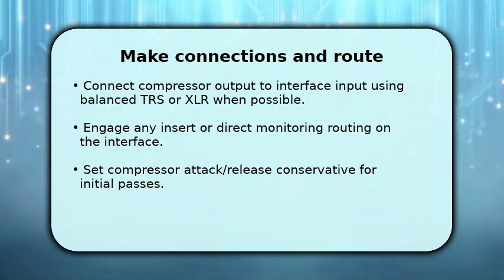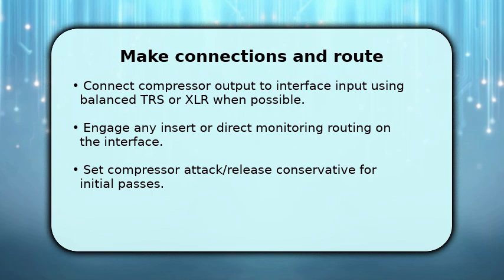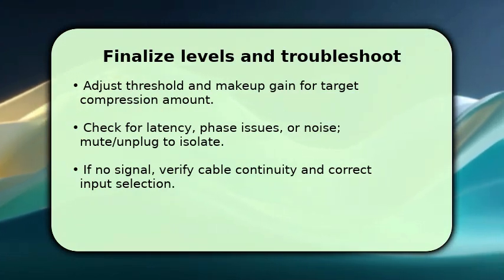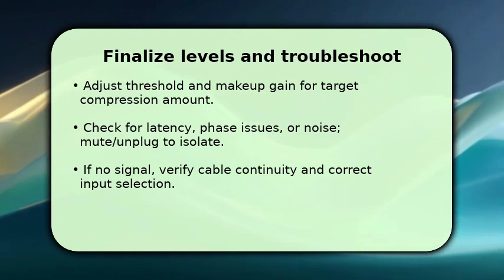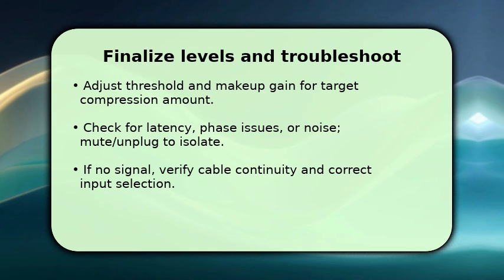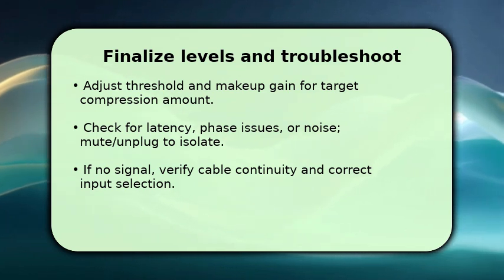Slowly increase. Finish by balancing threshold, ratio, and makeup gain so your output matches the uncompressed level while achieving the desired dynamic control. Make sure to listen for artifacts and measure gain reduction. If you hear pumping, relax the ratio or lengthen the attack.